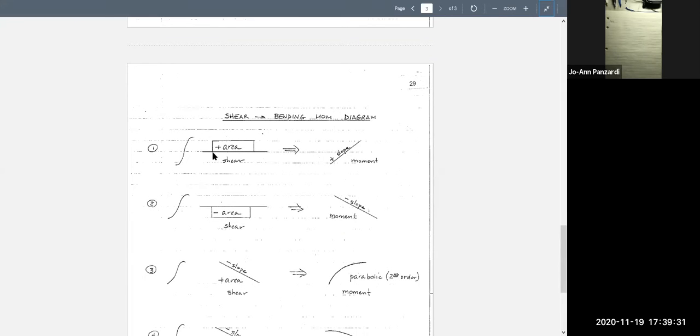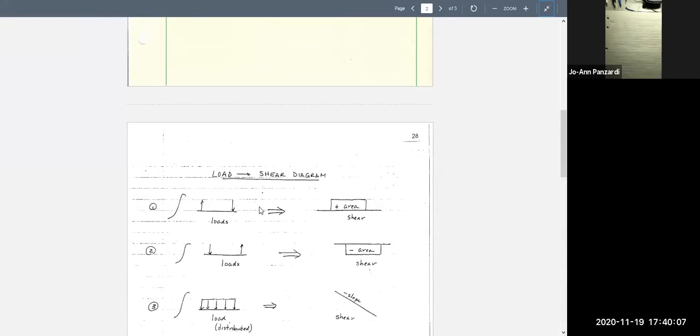Everybody with me? When the area of the shear diagram was positive, our moment diagram was positive. When the area was negative on the shear diagram, our moment was negative. If our shear diagram has a negative slope, but a positive area, the shape is parabolic, but it goes up. If you have a negative slope and a negative area, it's still parabolic, but it's going down. I separated these into two different pages, but I think the first page is the best.